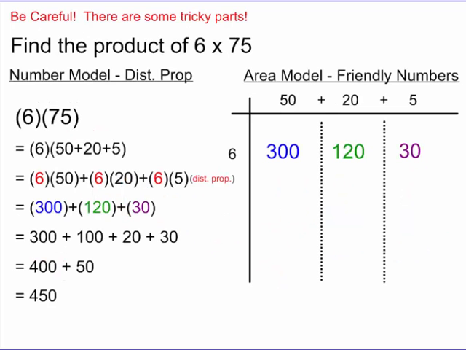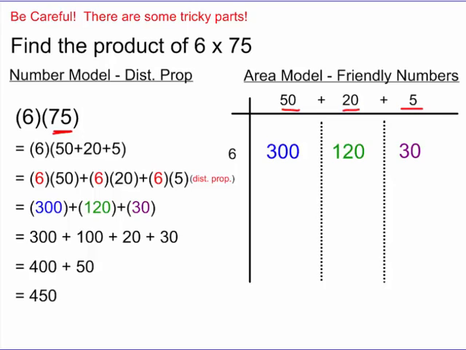We'll try something a little larger here, and this might be a bit tricky, so take your time with this one. I'm going to break up the 75 here. When I multiply 6 times 75, I'm going to break up the 75 into a 50, a 20, and a 5. So you'll notice over here on the area model, I've done the exact same thing.